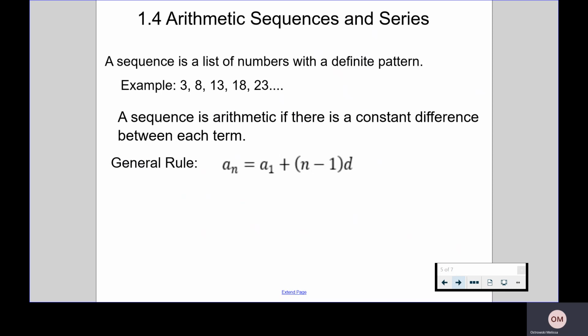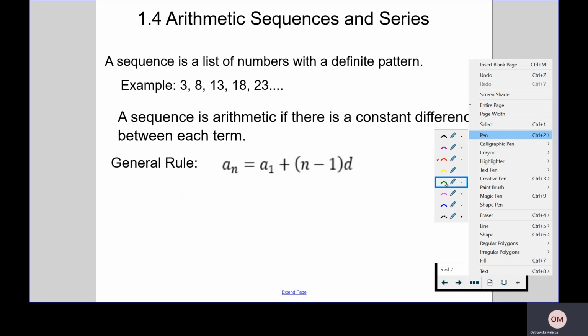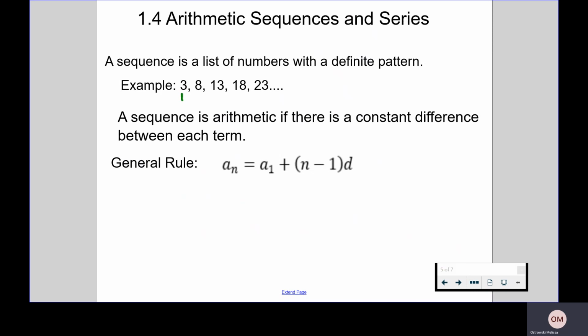A sequence is a list of numbers with a definite pattern, like even numbers, 2, 4, 6, 8, 10. They all add 2 to get from one number to the next. In this one, from 3 to 8, I added 5. From 8 to 13, I added 5. From 13 to 18, I added 5. From 18 to 23, I added 5. I could figure out my next number, it would be 28. And then my next number would be 33. And you could go on and on because it is a pattern. That is what a sequence is.